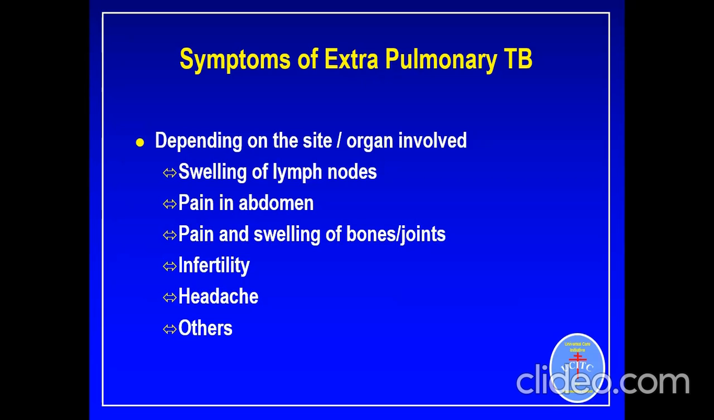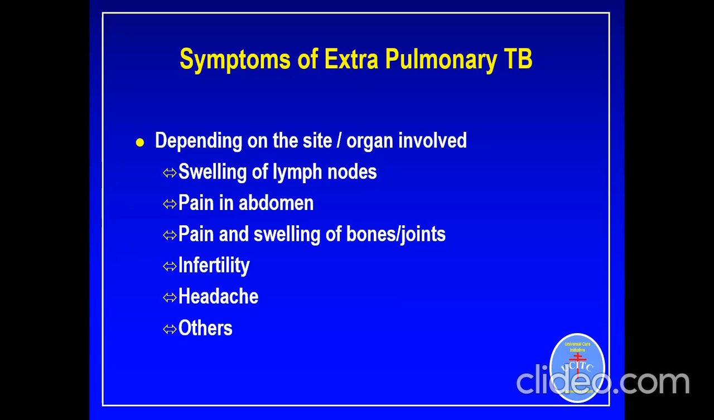It can present with pain in the abdomen if there are lymph nodes. It can present with distension of the abdomen if there is ascites, that is fluid in the peritoneal cavity. It can also occur as a surgical emergency if there is blockage in the intestine. The ileocecal region, which is the small intestine junction with the large intestine, gets commonly affected, and that gets blocked.